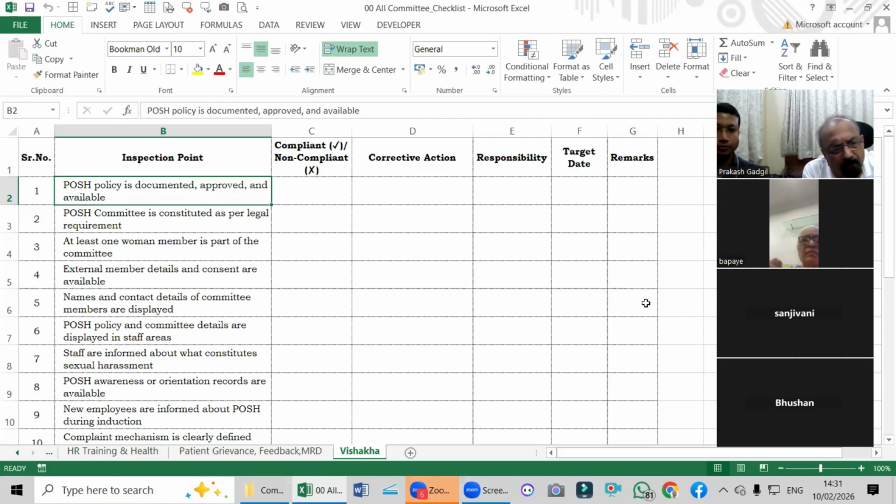So, as I said, one woman will be from outside the committee. External member details and consent are available. That external member has to say that yes, I am prepared to come and sit on your POSH committee. So that is important.